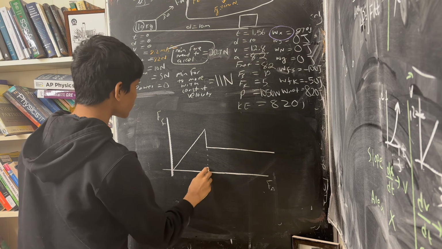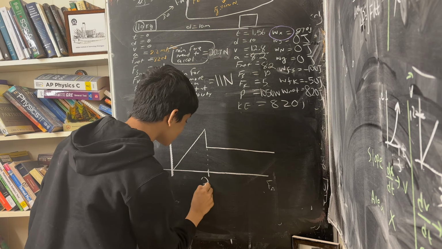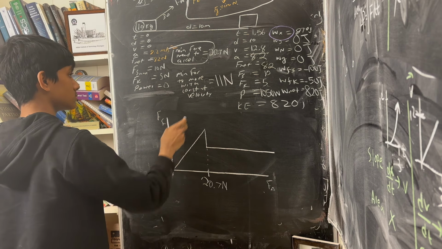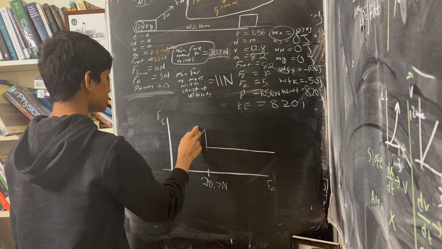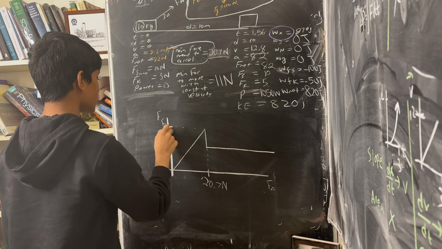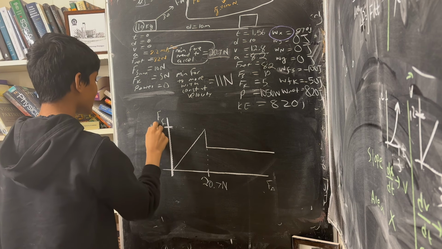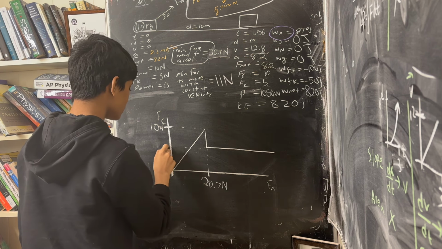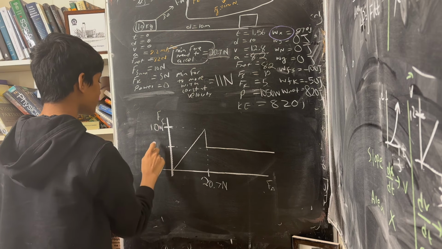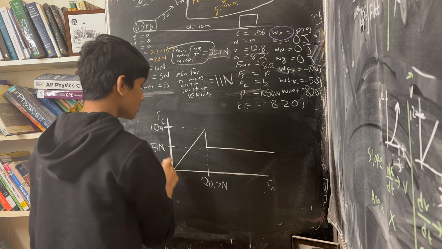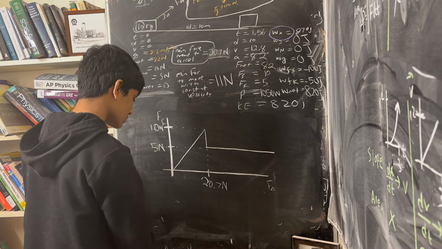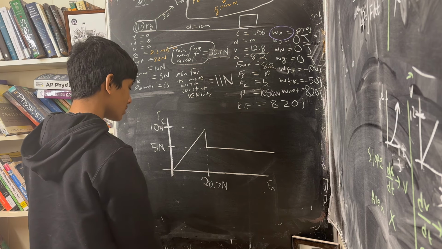So here the number is 20.7 for acceleration. So circle the 20.7 on the board. Yeah, sure. And here the number is the max static friction, 10 newtons. Then here the number is the max kinetic friction, 5 newtons. And that's pretty much it. Where is the 11 newton?